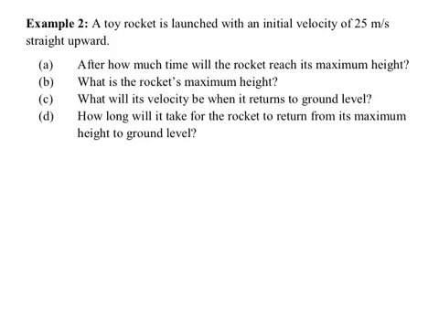Example 2 says a toy rocket is launched with an initial velocity of 25 meters per second straight up. So here's the ground. Okay, here's the rocket on the ground. It gets launched straight up. It says, after how much time will the rocket reach max height? Well, here's what we have to think about. When the rocket reaches max height, it's up here.